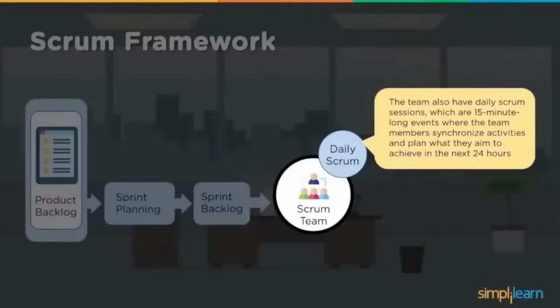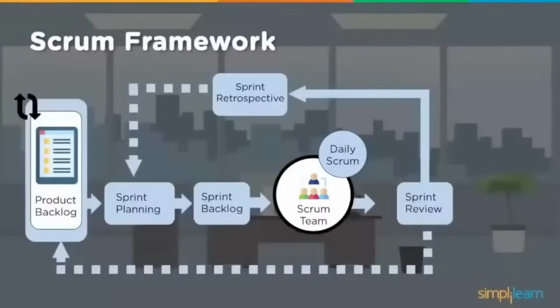It is an event where team members synchronize activities and plan what they aim to achieve in the next 24 hours, what is accomplished, and what was discussed in the previous daily scrum. If any further discussions are needed in correction of those, they can be taken as a separate meeting, not as part of the daily scrum. So generally the daily scrum would be 15 minutes. It should not go more than that. It's an indicative time, so quicker updates to understand what is happening.